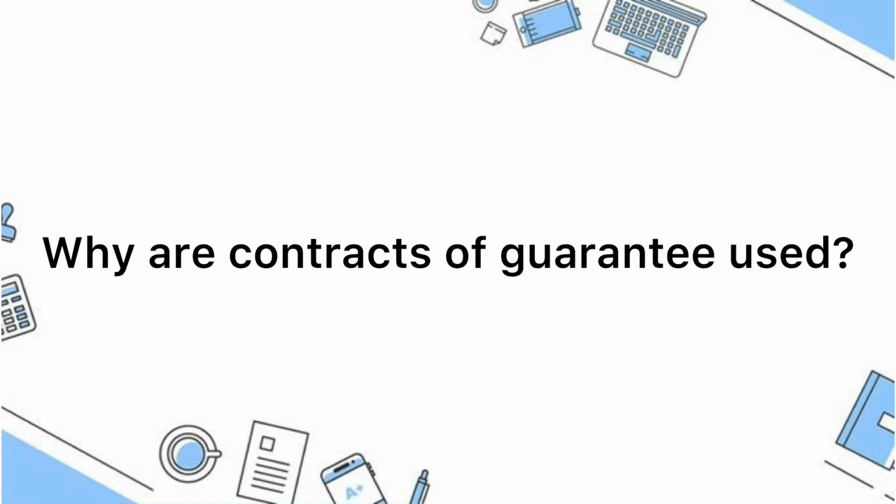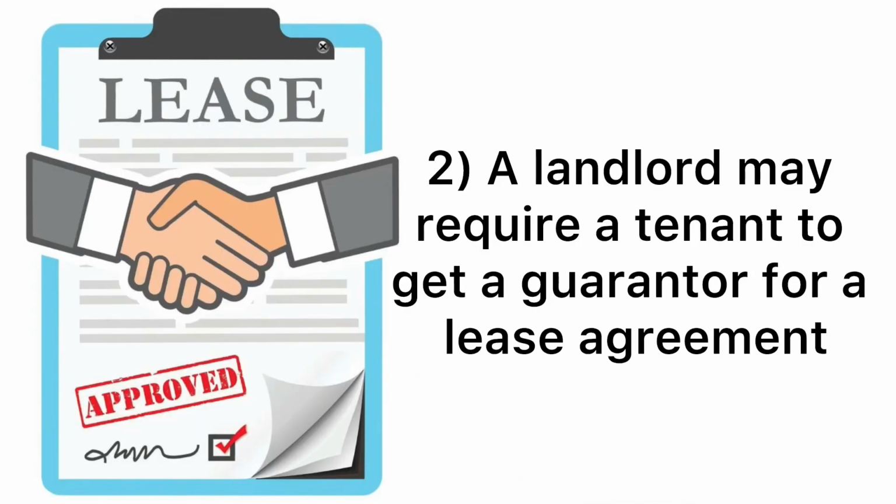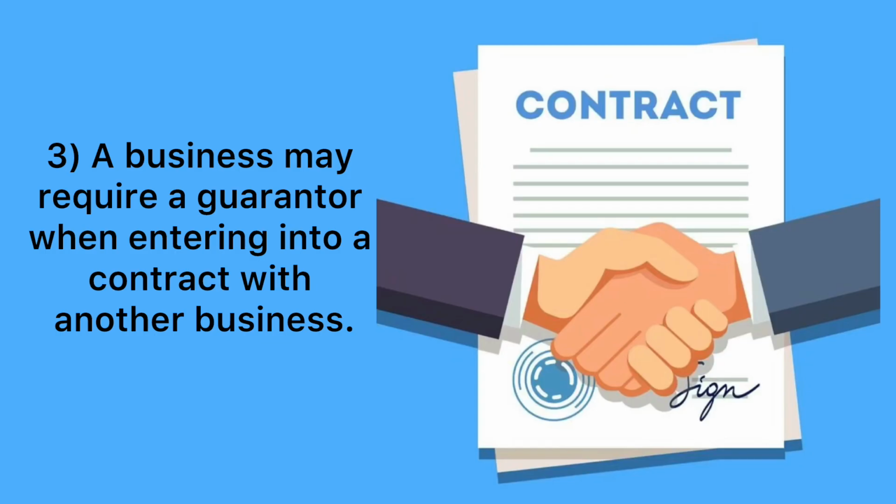Why are contracts of guarantee used? Contracts of guarantee are used in a variety of situations. For example, a lender may require a borrower to get a guarantor for a loan. A landlord may require a tenant to get a guarantor for a lease agreement, or a business may require a guarantor when entering into a contract with another business.